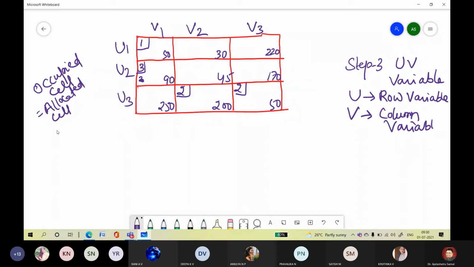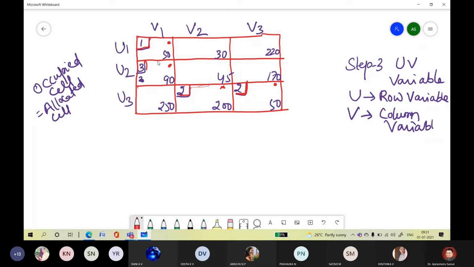So that is the formula for calculating the cost cell value. At this point, this is called one allocated cell value. Where is the allocated cell value? This is called one occupied cell because its allocation is there. Second occupied cell, this one. Third occupied cell, this one. Fourth, there is a fourth occupied cell. So these are the occupied cells we need to observe: 1, 2, 3, 4. So we need to calculate the variables U1, U2, U3, V1, V2, V3. Now, you know the matrix method.